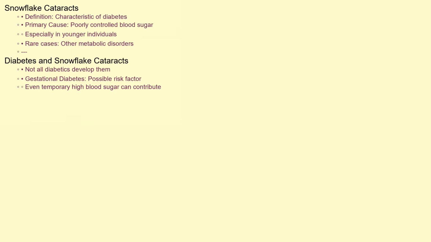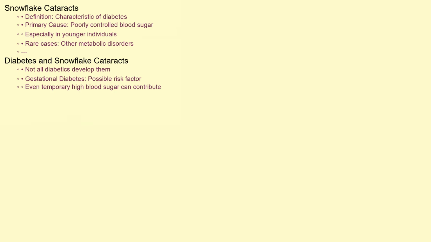Snowflake cataracts, as the name suggests, are predominantly associated with diabetes, particularly in younger individuals with poorly controlled blood sugar levels. While not all diabetics develop this specific type of cataract, it is a well-recognized complication of the disease. In rare cases, they may be seen in other metabolic disorders, but diabetes remains the primary culprit. It's important to note that even temporary periods of elevated blood sugar, such as during pregnancy with gestational diabetes, can potentially contribute to their formation.